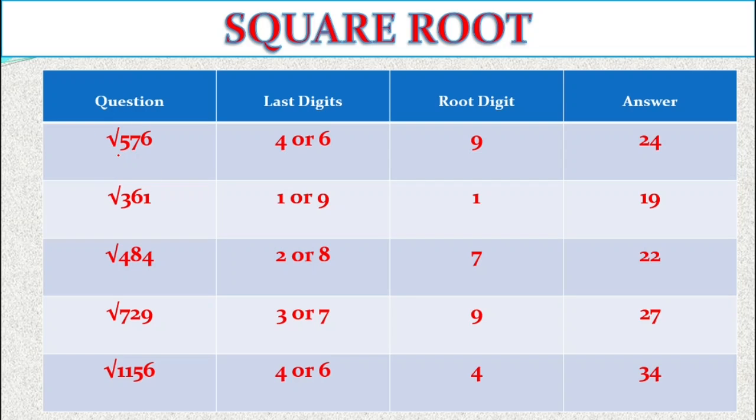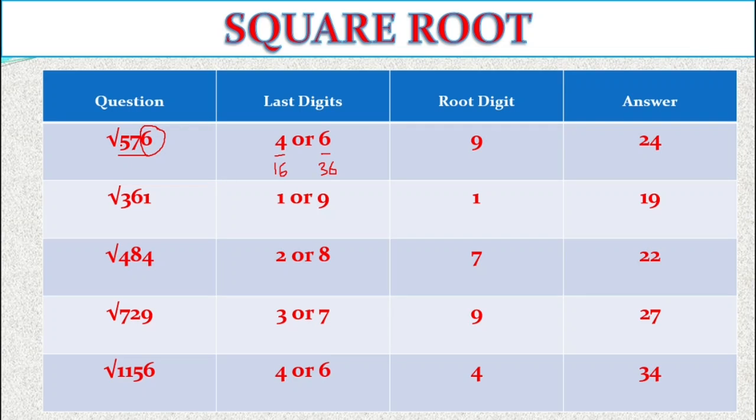What is the square root of 576? Take the last digit or units position, 6. There are two probable values for getting 6. What are they? 4 into 4 is 16, 6 into 6 is 36. In either case, the unit digit value is 6 only. 16 or 36.